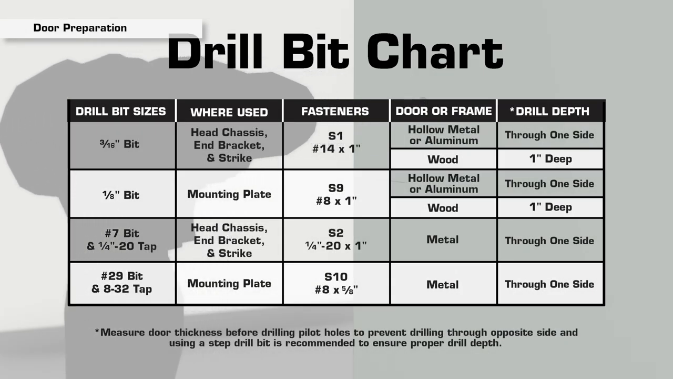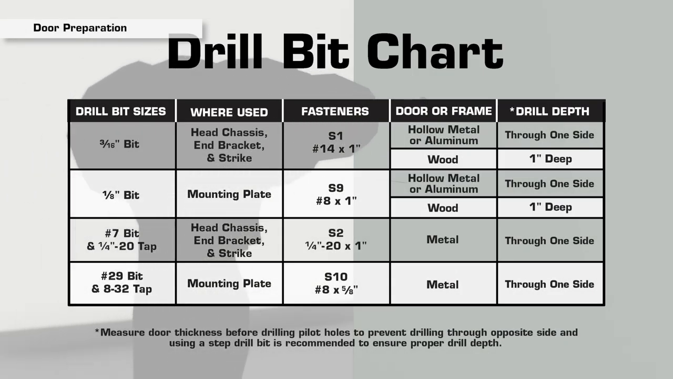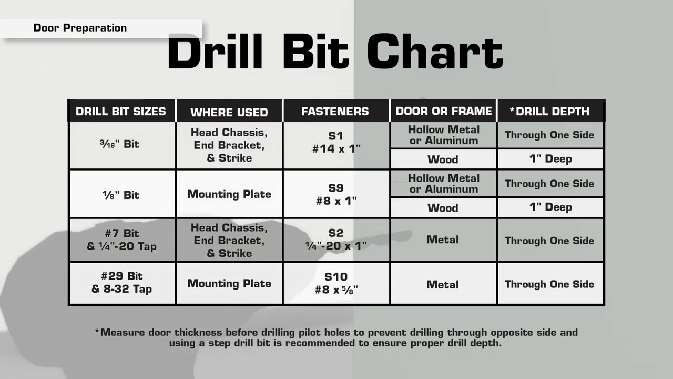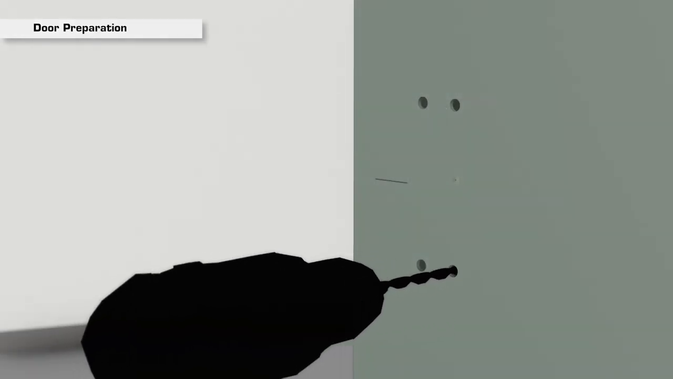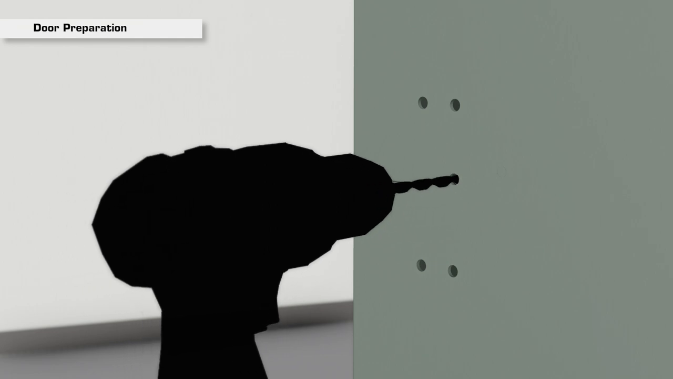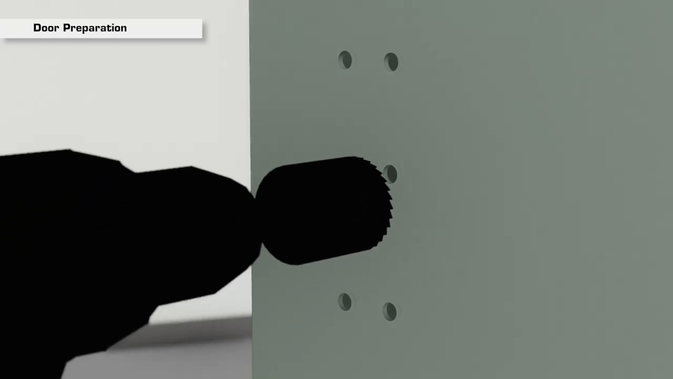Using the chart, select the appropriate drill bit based on the type of door material and fastener required. Be careful not to drill through to the opposite side. Only drill the pilot hole for the cylinder through the door. Next, drill a 1¼-inch hole for the cylinder.